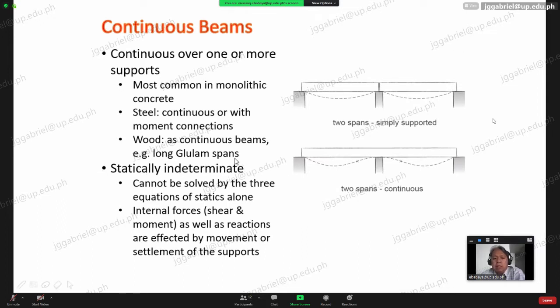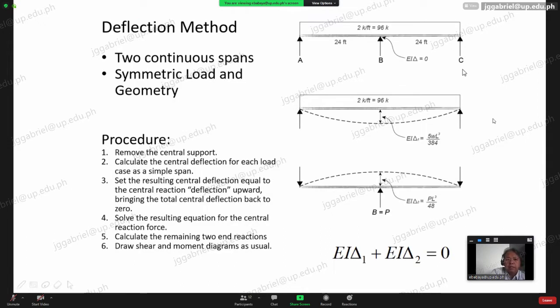Okay. Statically indeterminate, they cannot be solved by three equations of statics alone. Since they are indeterminate systems, internal forces, shear and moment, as well as reactions, are affected by movement or settlement of the supports. When you say movement, it can be horizontal or vertical. Settlement, vertical. Okay. The first method is deflection method.